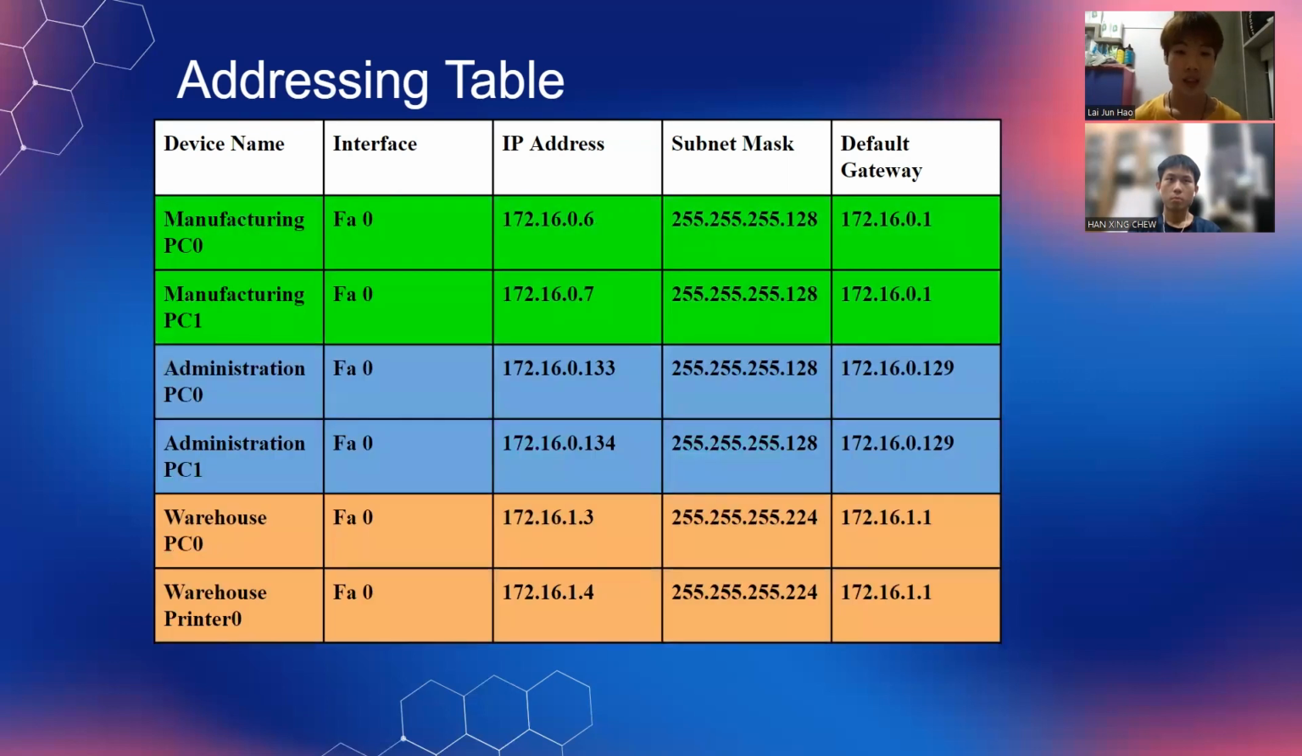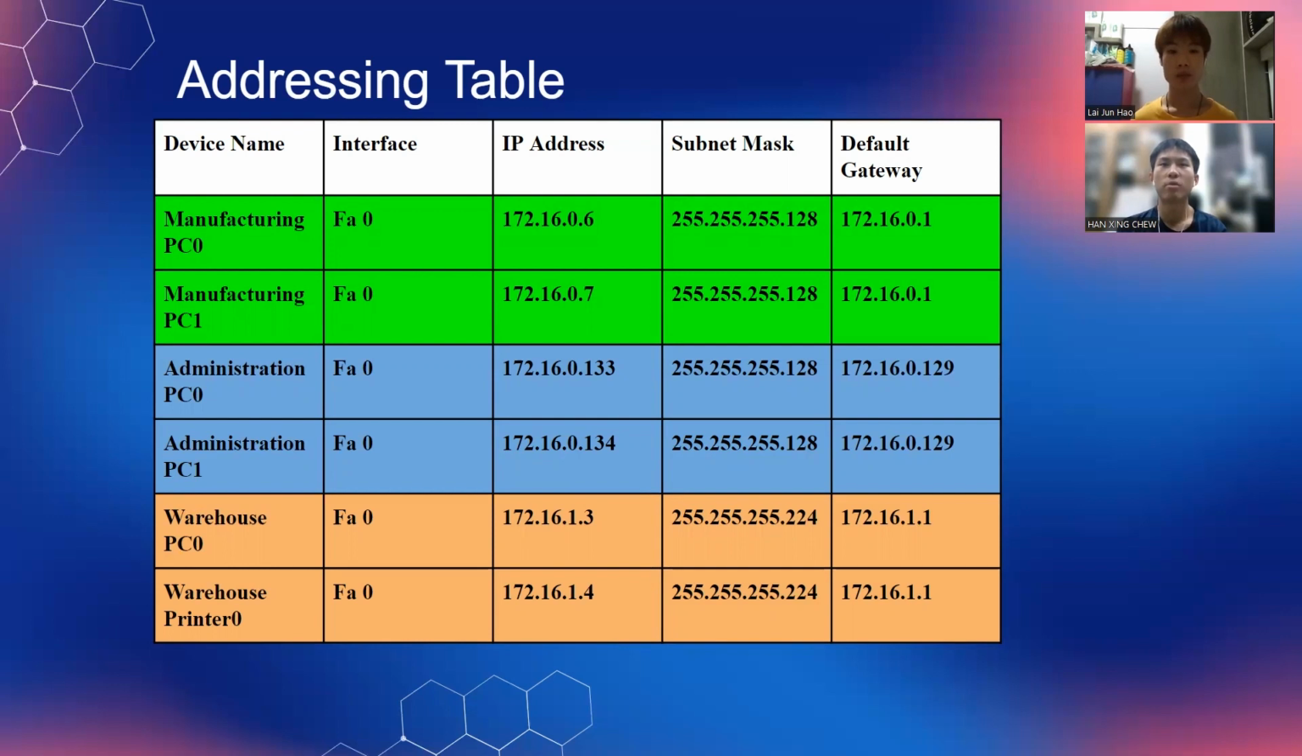Next slide. So this one I'm going to pass to my partner to present the addressing table for end device. Thank you, Junhao. For our device, we have two manufacturing PC. They are PC0 and PC1. For interface, we use Fast Ethernet 0, and for IP address it is 172.16.0.6 to 7 for PC0 and PC1.